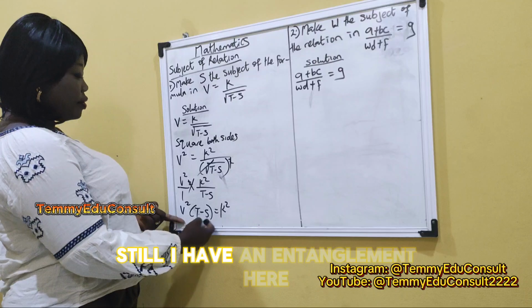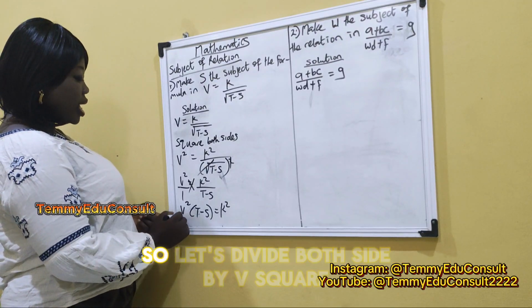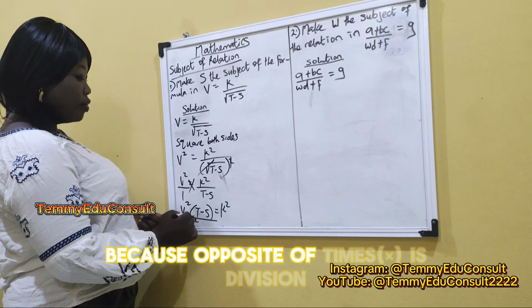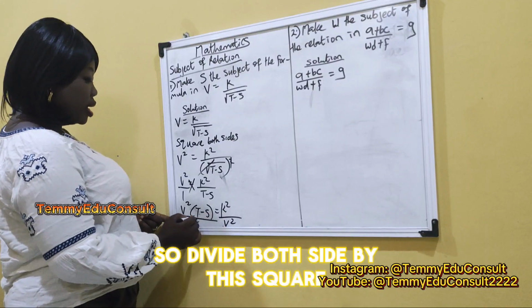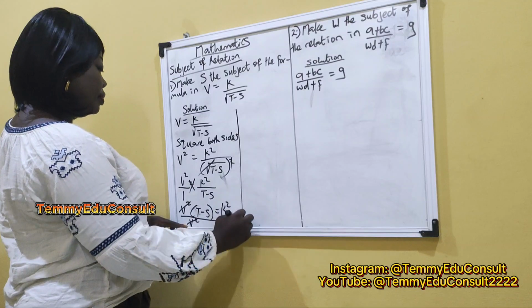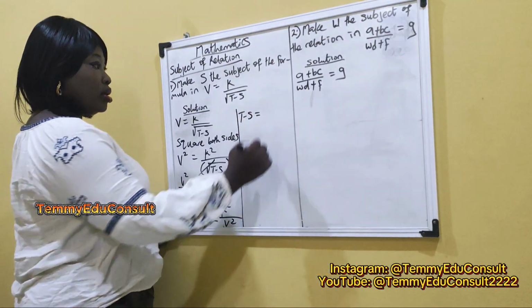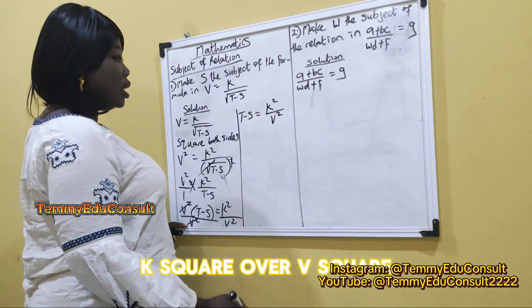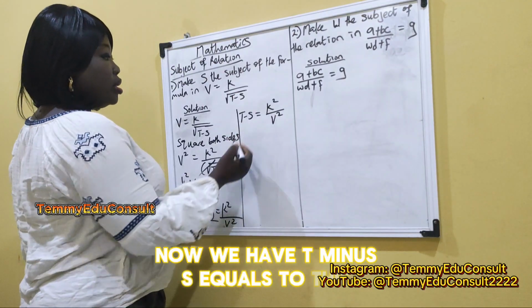Still I have an entanglement here. Don't forget we multiply to get this. So let's divide both sides by v squared, because the opposite of times is division. So divide both sides by v squared. This cancels this here. So I have t minus x equals k squared over v squared. Now we have t minus x equals to this.